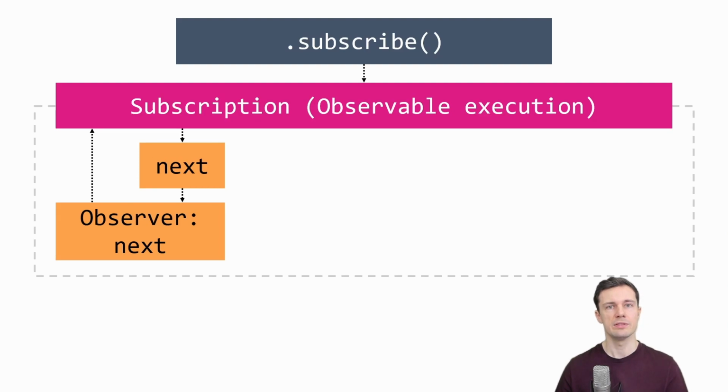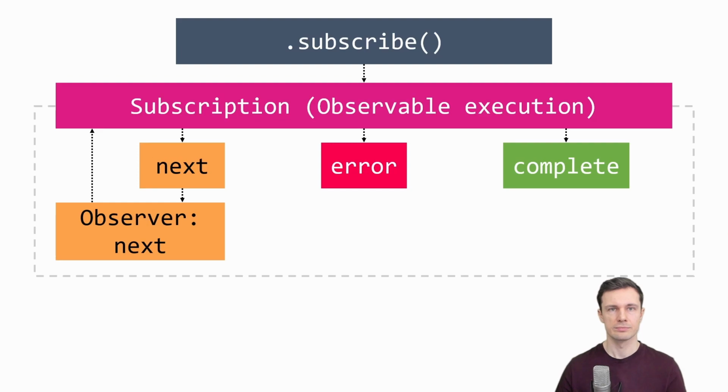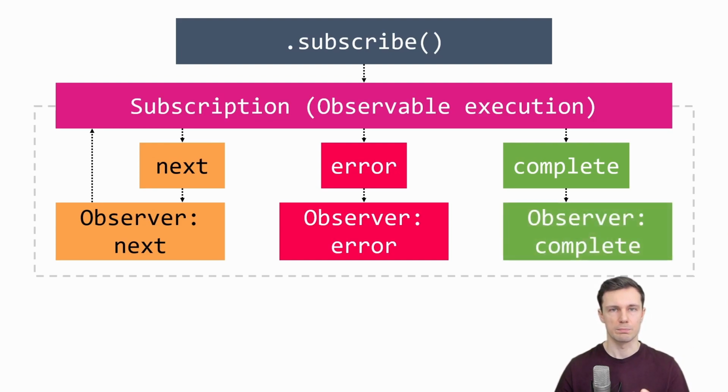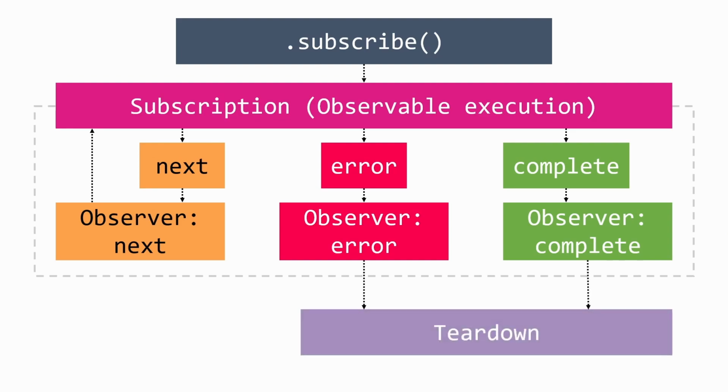This might be stopped by emitting the error or complete notification. When an error is emitted, the error handler for the provided observer will be called, and accordingly, if the complete notification would be emitted, our observer's complete handler would be called. In these cases, namely after emitting a complete or error notification, the observable won't be able to emit any more values. Instead, the subscription will get closed and the teardown logic provided by the observable will be run.